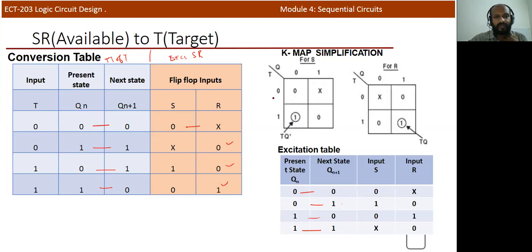Now we can design that. S we can design in terms of T and Qn. So the input is only T, and a 2 variable K map is required. You can indicate the values for S, don't care, 1, 0. From this you can see that this is equal to T Q bar. And here it is T Q. So S is equal to T Q bar and R is equal to T Q.